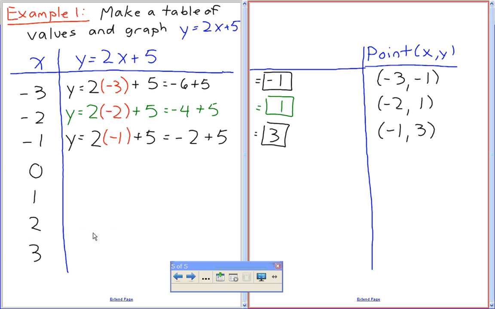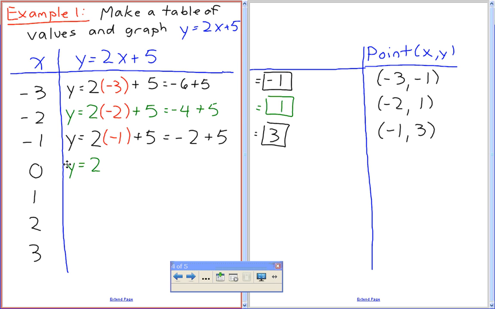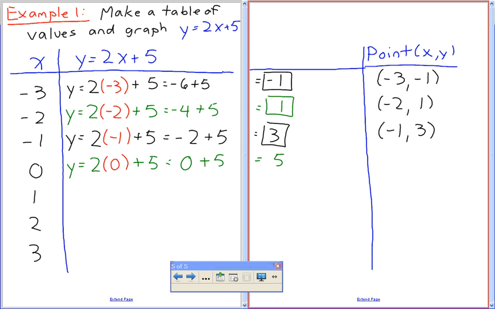Okay, 0. This is the easiest one. Kira, tell me the left-hand side, please. y equals. Good. y equals 2 times 0 plus 5. Wonderful. Hannah, 2 times 0 is? Good. 0 plus 5 equals 5. Now, hopefully we should be seeing a pattern at this point. Courtney, give me what's going to be on the graph. We're going to have x is 0, and y is 5.